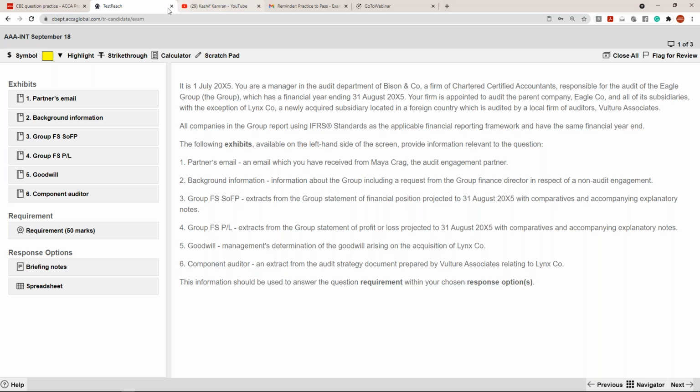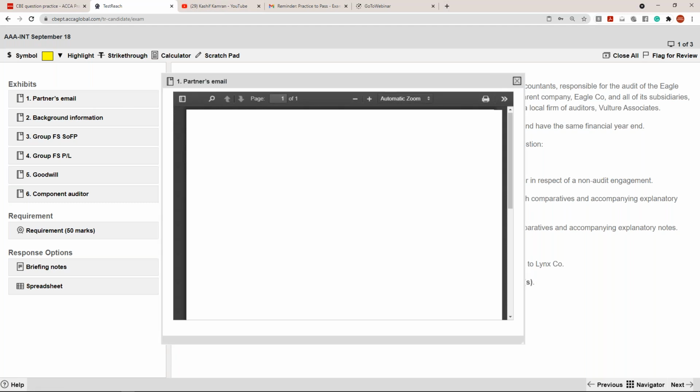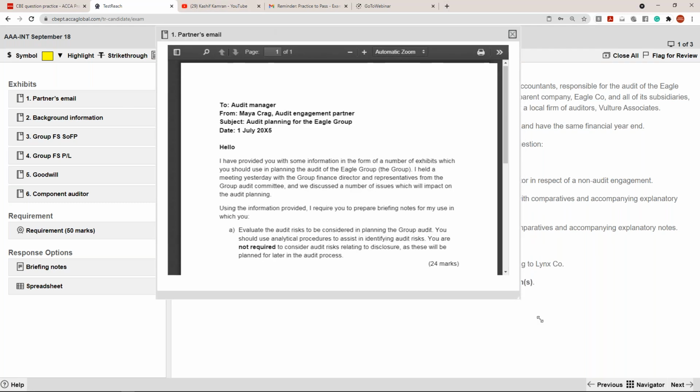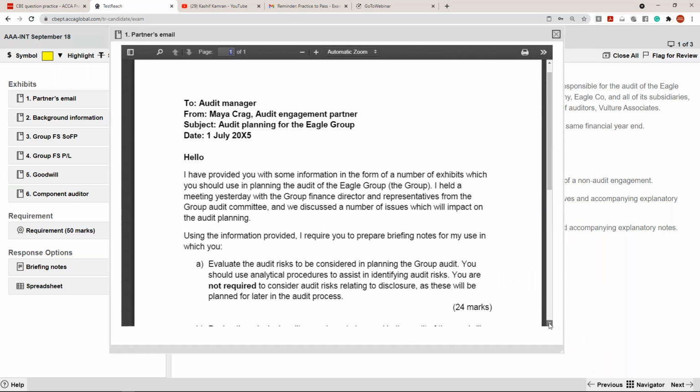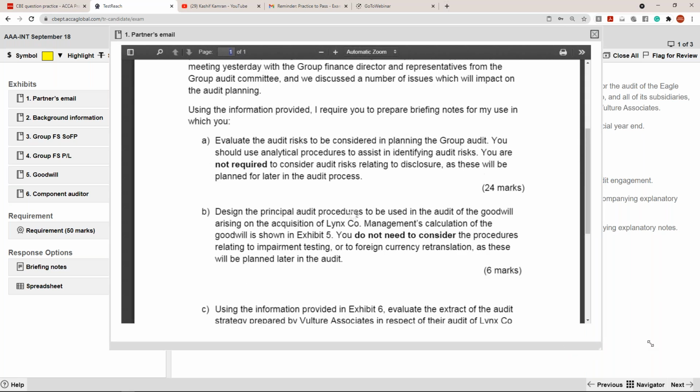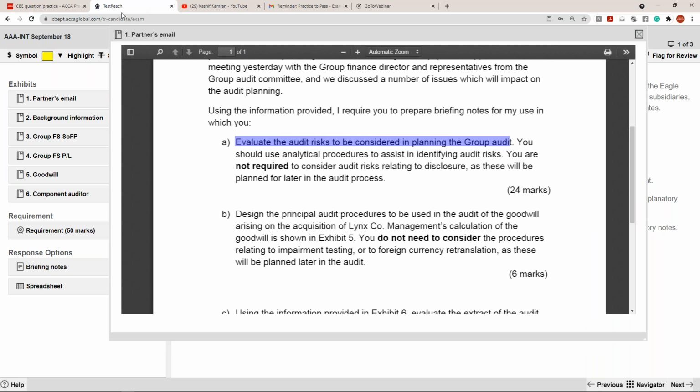Okay, now look at this question. When you open the partner email, you see the question requirement: evaluate the audit risk in the planning of the group audit. That's the first requirement. But in the requirement, the examiner says you should utilize the analytical procedures as part of the audit risk. Can you all see this requirement? This has come multiple times in past papers, in questions on audit risk and on risk of material misstatement, where you should utilize the analytical procedures.